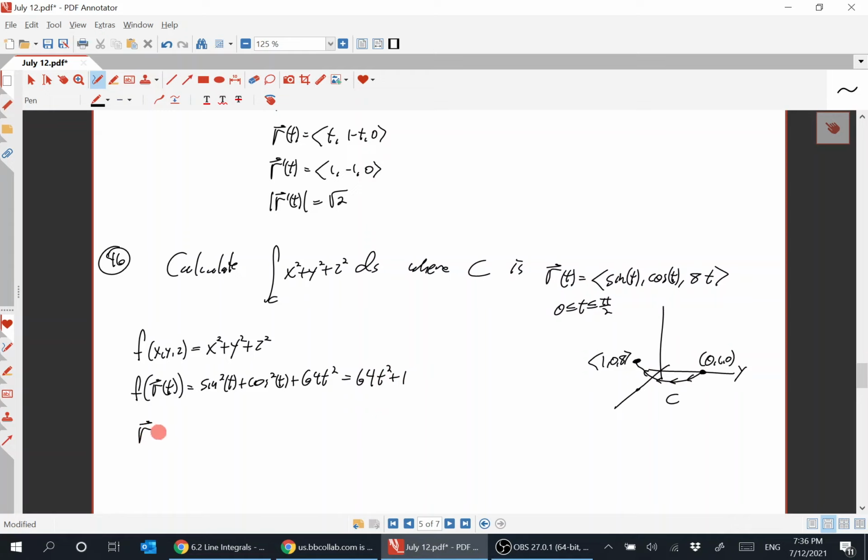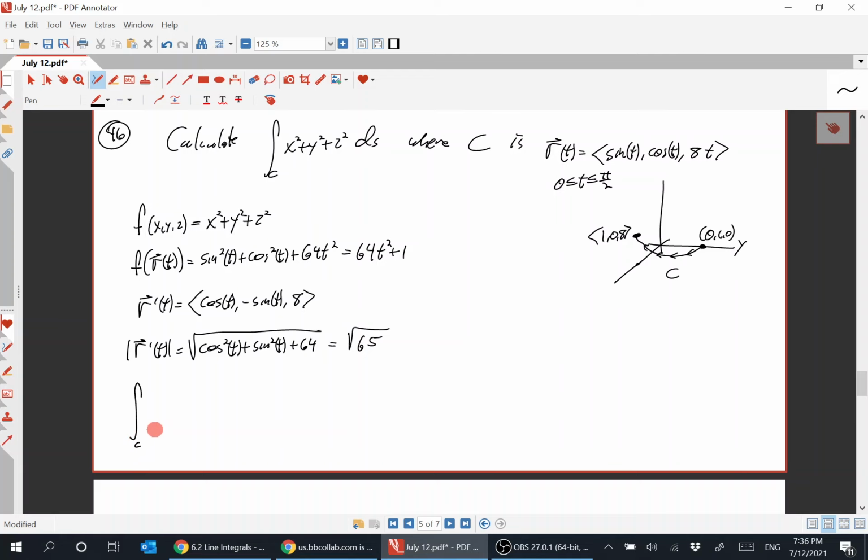r prime of t. Well, the derivative of the sine t is cosine t. The derivative of the cosine t is minus sine t, and the derivative of the 8t is 8. So the length of r prime of t is equal to the square root of cosine squared t plus sine squared t plus 64. This, of course, is equal to 1, so you just get square root 65.